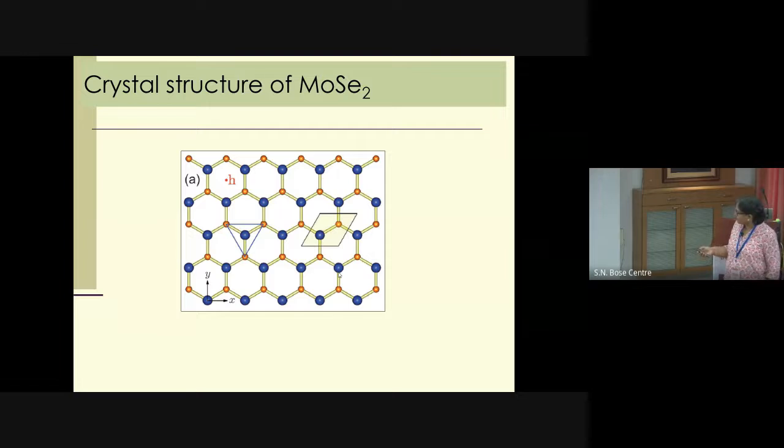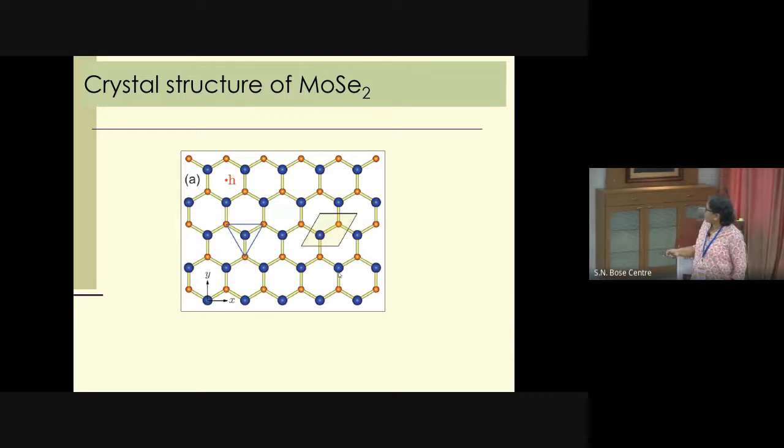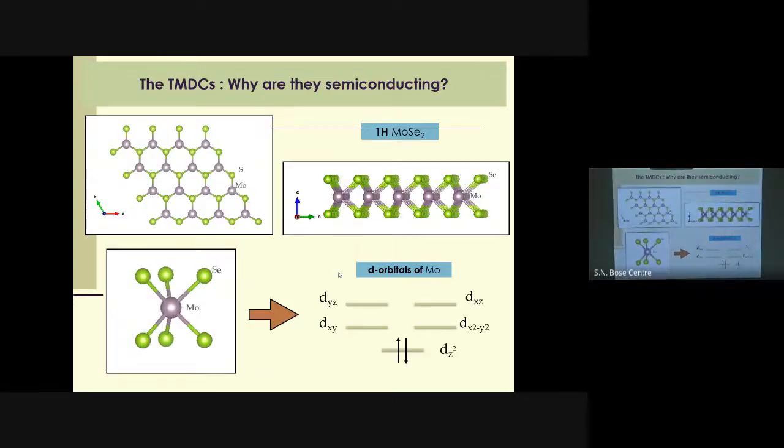What you can see is that they have this small unit cell associated with them. If you look at this material from the side, each of these units of molybdenum diselenide, which is called one monolayer, has a central layer of molybdenum atoms, an upper layer of selenium atoms and a lower layer of selenium atoms. If you look at it from the top, it looks like a hexagonal network, but essentially each layer consists of these three layers.